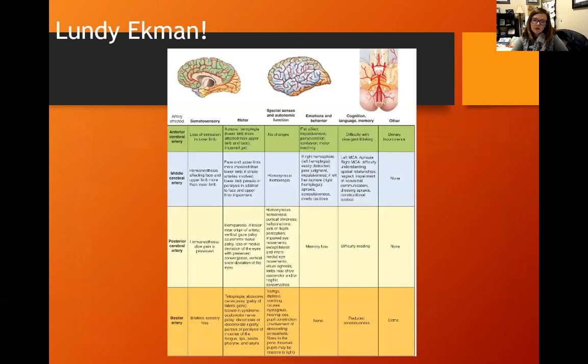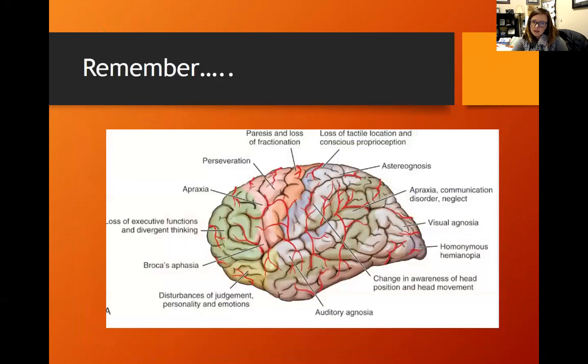So here's another great chart from Lindy Ekman if you like to look at things and how they're different. So please, please, please use these charts and make concept maps for you to understand the neuroanatomy and then the presentation. So remember, if we look at the brain structure and we look at the areas where some of the incidents of some of the common impairments are, it makes sense based on the distribution.